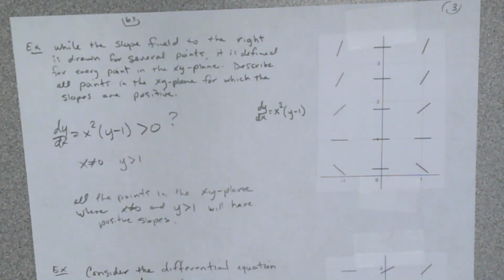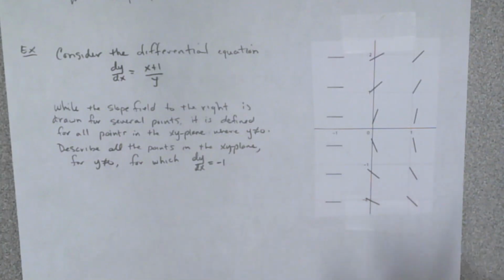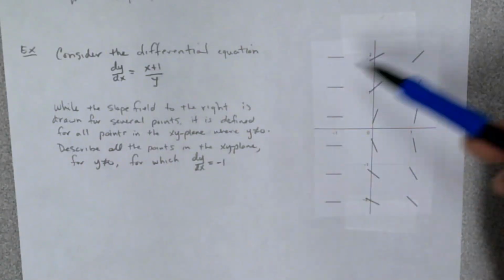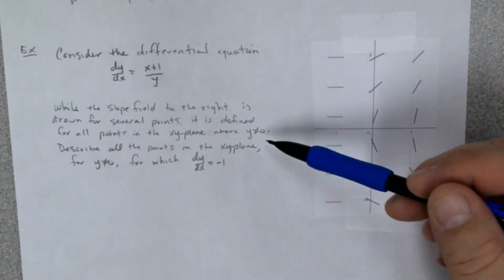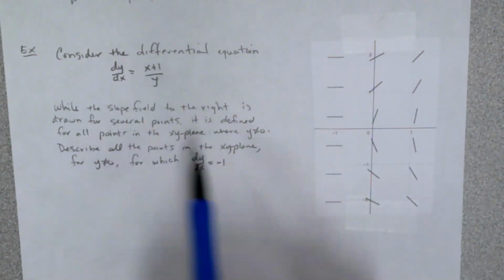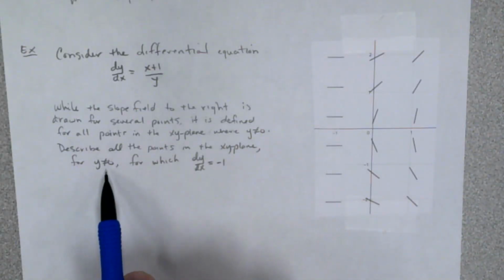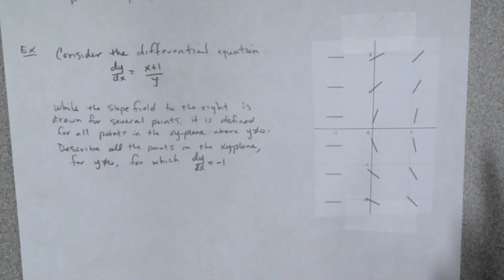Okay, let's look at the next one down here. I'm going to let you guys work that one out. I'm going to pause it here and then I'll show you the solution that I got for it. So consider this differential equation right here. Here's the slope field for it for several points. It is also defined for every point in the xy plane except for when y equals 0, because you got a y on the bottom. So y cannot equal 0. Describe all the points in the xy plane where y is not equal to 0, for which the derivative is -1. Okay, so take a moment here, pause this, see if you can figure that out, and then I'll come back here in just a moment and see what you came up with.